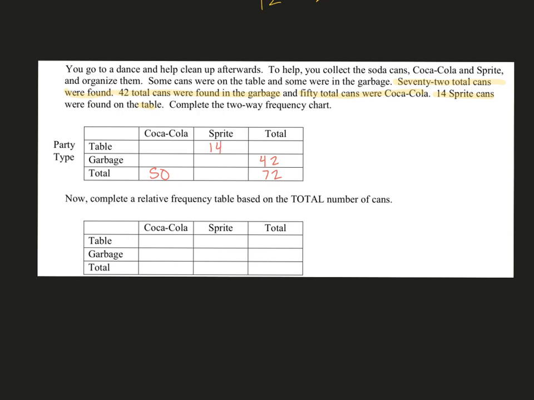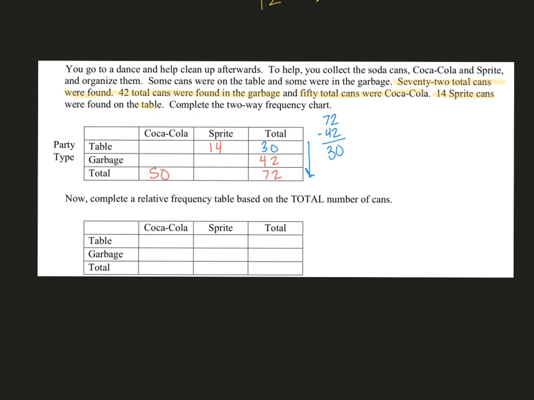Now, that is all the information that they gave us in the actual problem. What we are going to need to do is figure out all the missing values. If you want to pause and figure that out, now you can. Okay, so I am going to start off dealing with the total column. I see right here that I have 72 total, 42 are in the garbage. So to figure that out, I'm going to do 72 take away 42, and that should give me what was actually on the table instead of the garbage. That gives me 30. So I know that there were 30 total cans on the table.